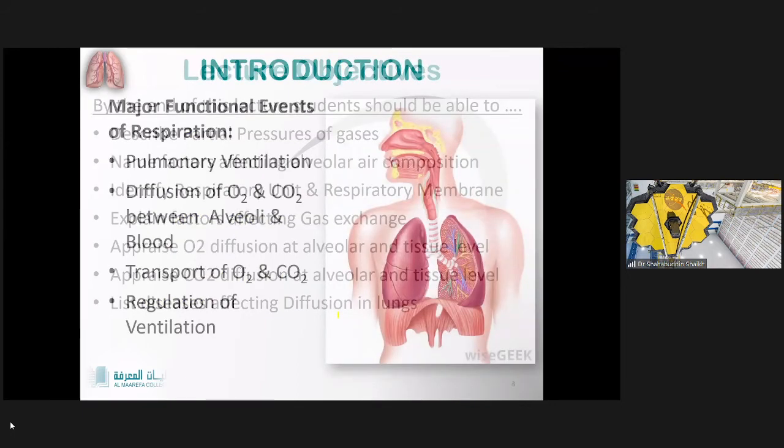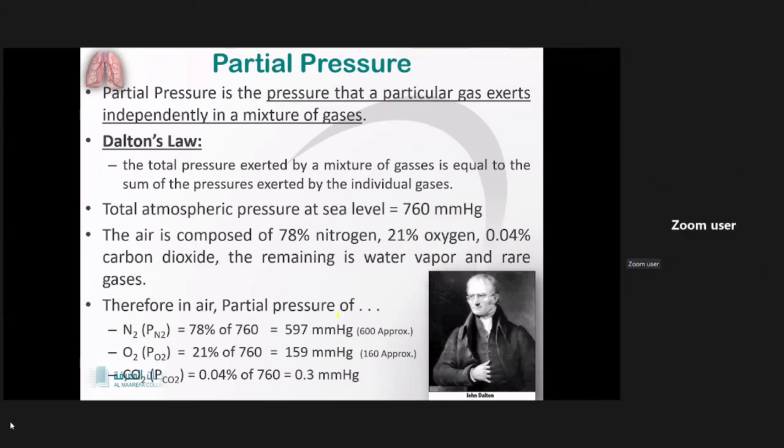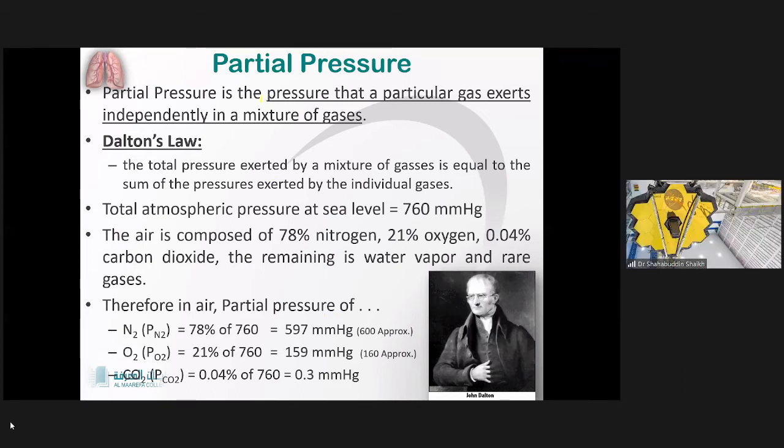What is partial pressure of a gas? Partial pressure is the pressure exerted independently by a single, individual gas in a mixture of gases.